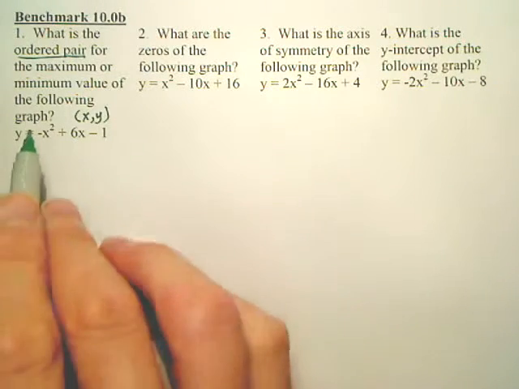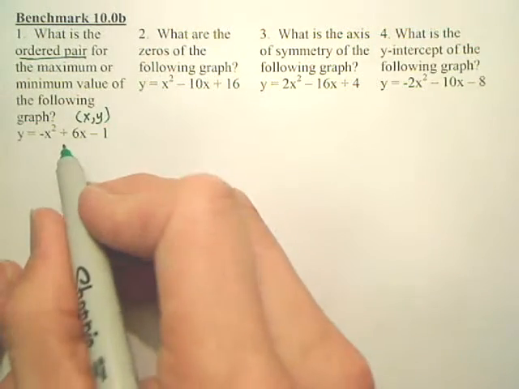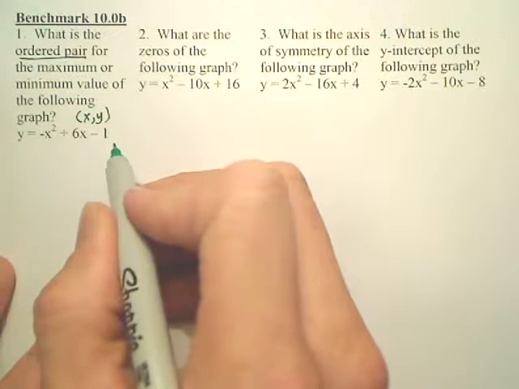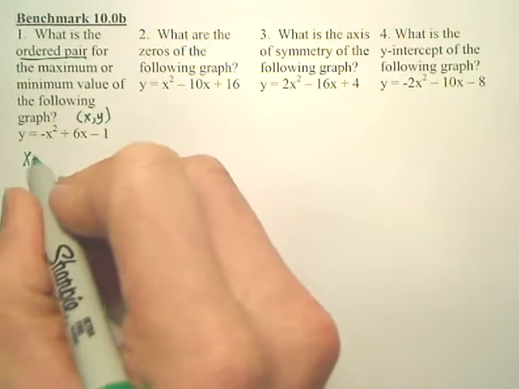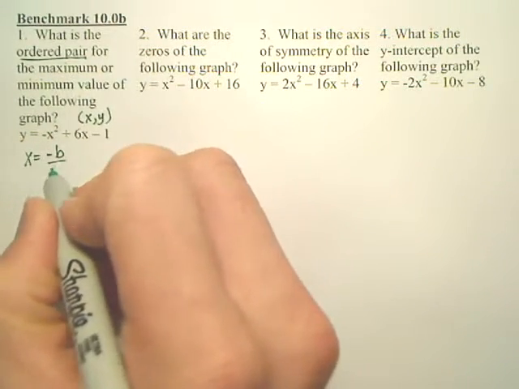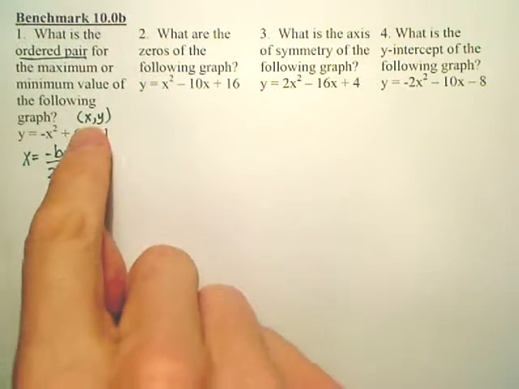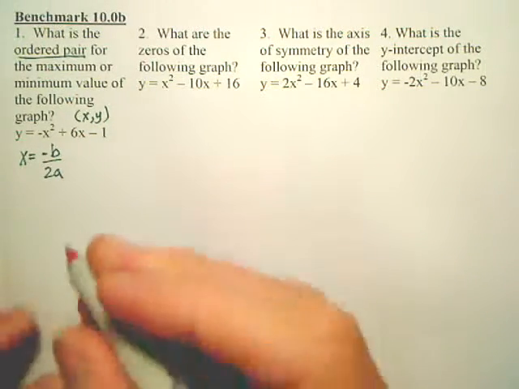I'll show you afterward. Basically, we're asking for the vertex of this. So how do you find a vertex? x equals negative b over 2a. We want the vertex, the (x, y) ordered pair.